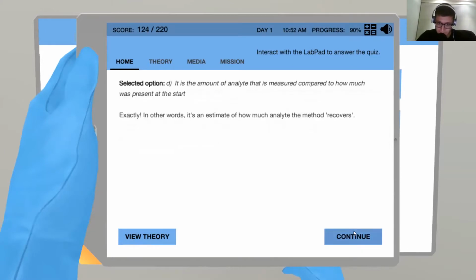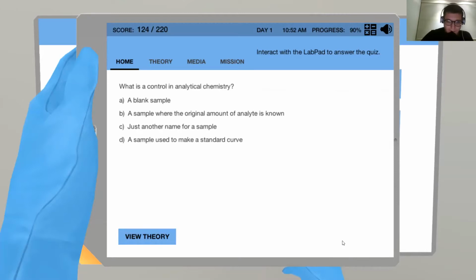Exactly. In other words, it's an estimate of how much analyte the method recovers. What is a control in analytical chemistry?